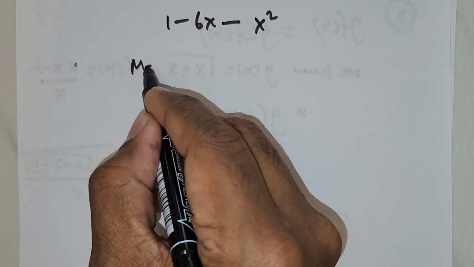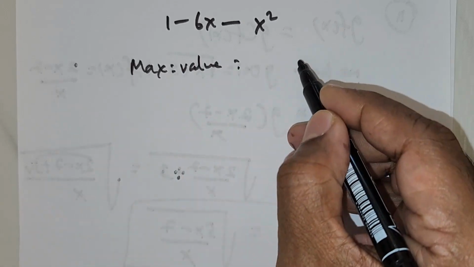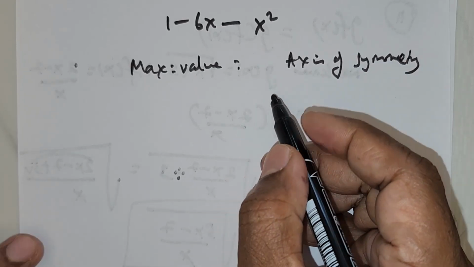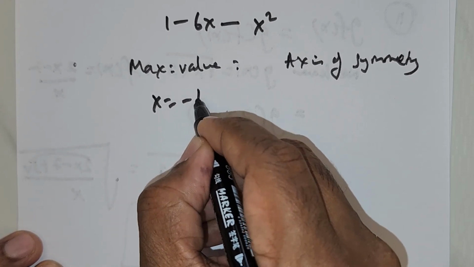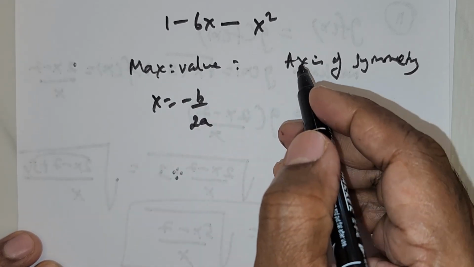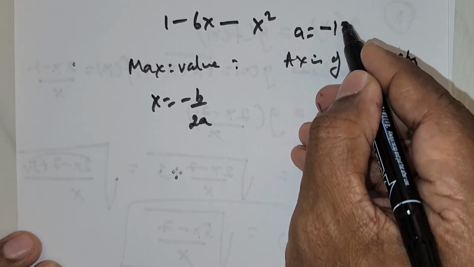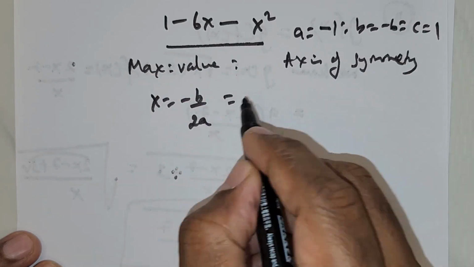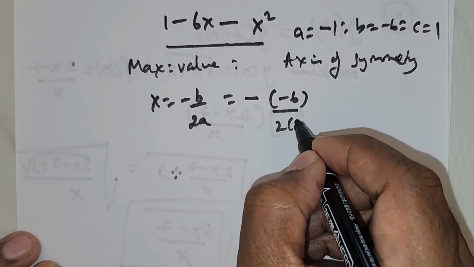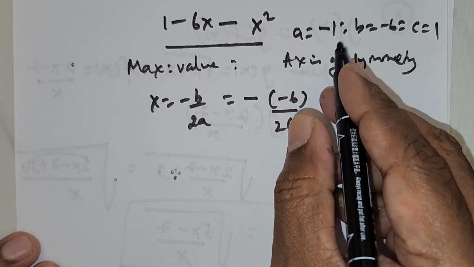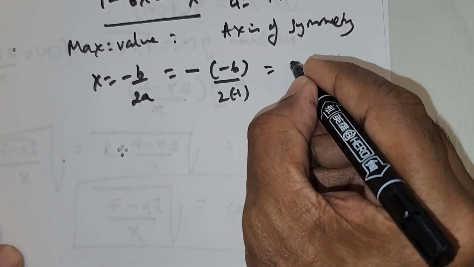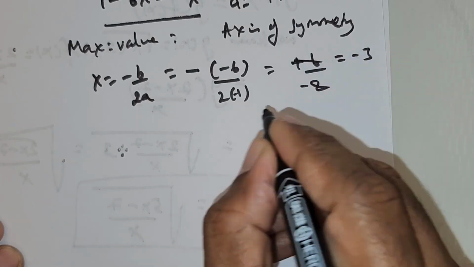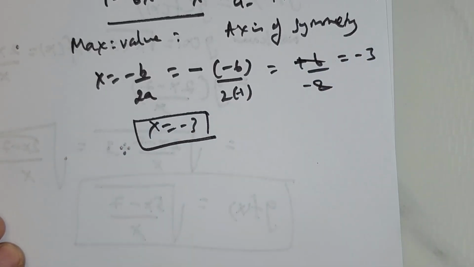Now you are asked two things: to find the maximum value and the axis of symmetry. What I would do is first find the axis of symmetry. x = −b/2a, that is the formula. Now from here you got a = −1, b = −6, and c = 1. Substitute those values. So negative of negative 6 divided by 2 times a, which is negative 1. This is going to be positive 6 divided by negative 2, and that will give me negative 3. So x = −3 is the axis of symmetry.